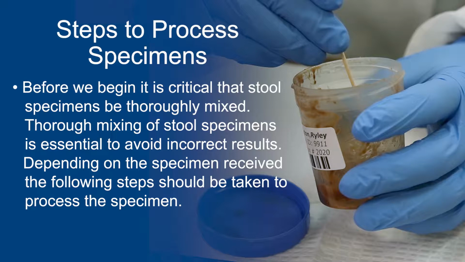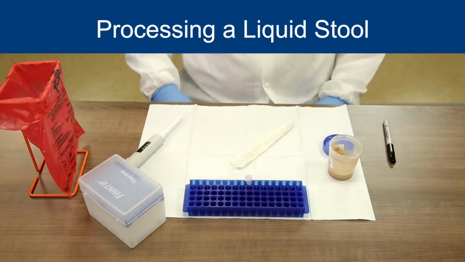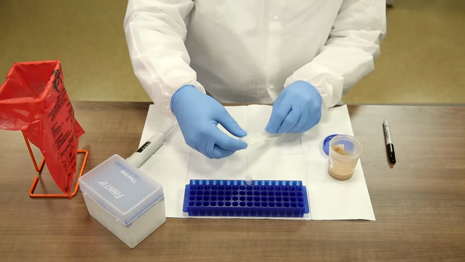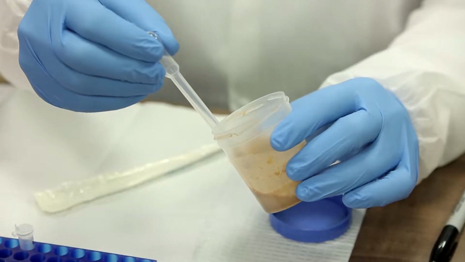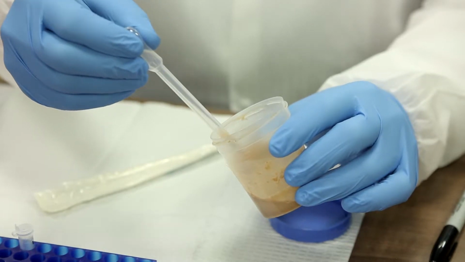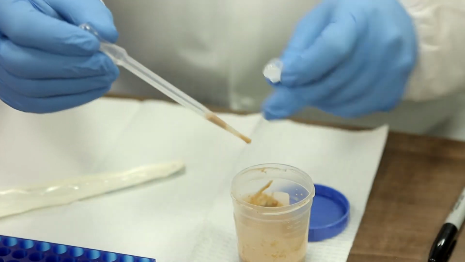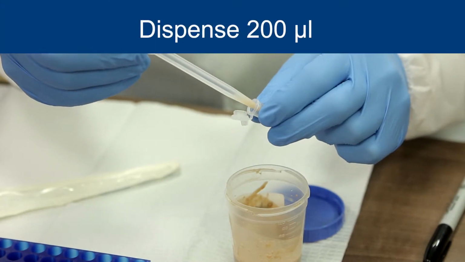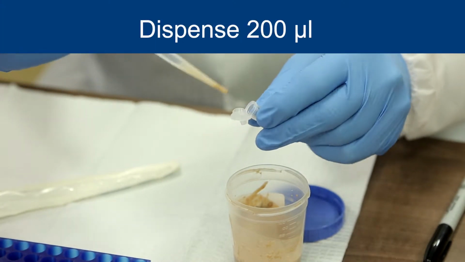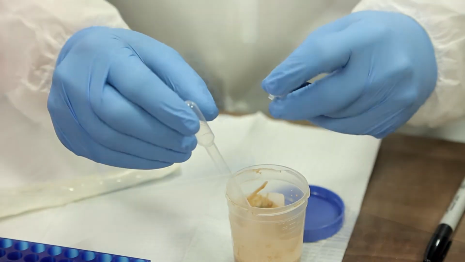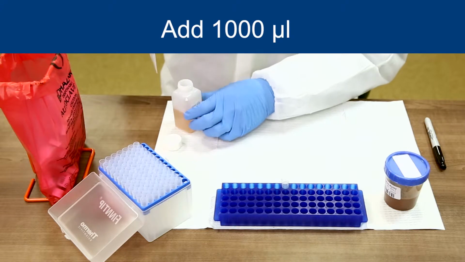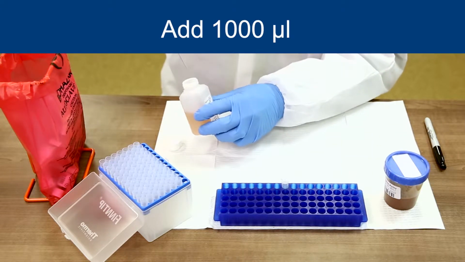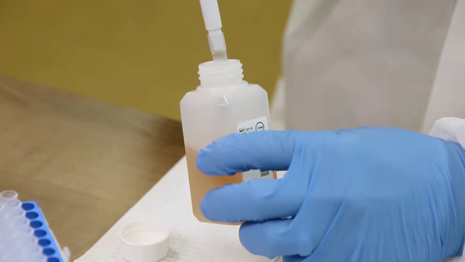Depending on the specimen received, the following steps should be taken to process the specimen. Let's begin with processing a liquid stool. For a liquid stool, begin by homogenizing the stool specimen by sucking the specimen in and out of the transfer pipette. Using the same transfer pipette, dispense 200 microliters of liquid stool in a clean centrifuge tube. Using a pipette with disposable tip, add 1,000 microliters of pre-treatment reagent, R1, to the centrifuge tube.